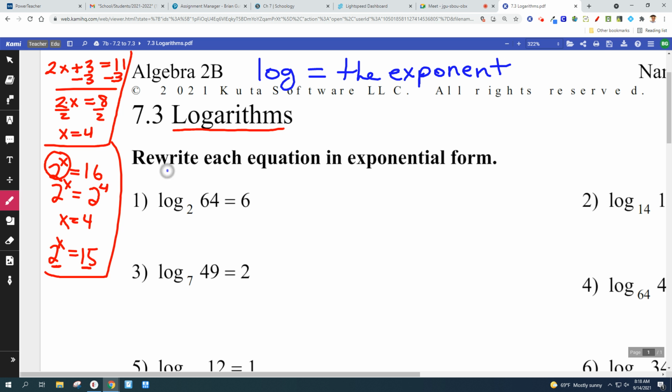Problem 1 says rewrite each equation in exponential form. So notice they give us a log, but they want exponential. Again, exponential means you've got a variable in the exponent or something in the exponent, usually. All right, so we want an exponent. So remember what I told you to memorize. A logarithm equals the exponent.